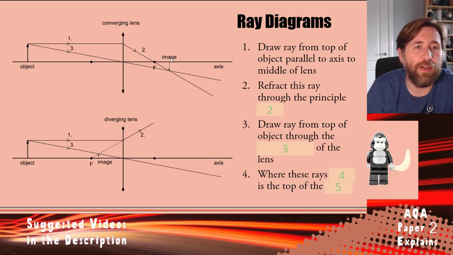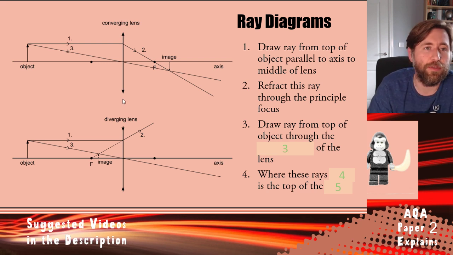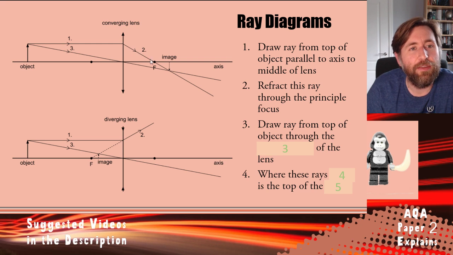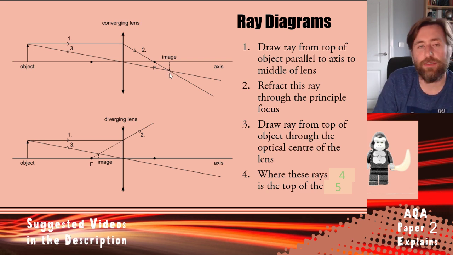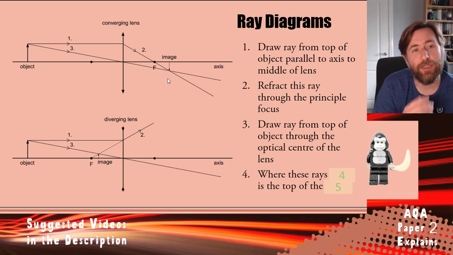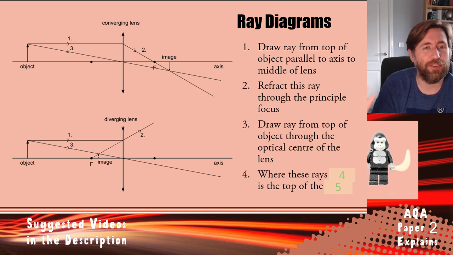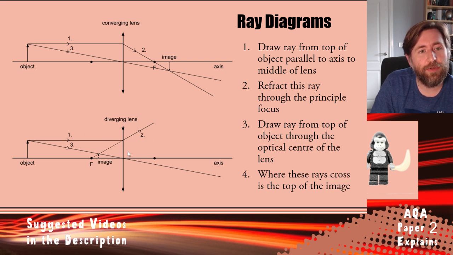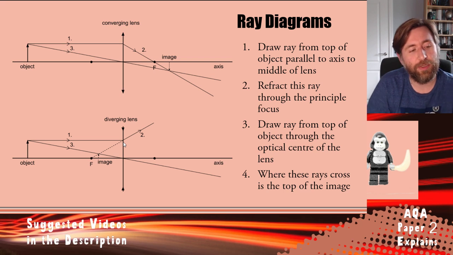Then refract that ray through the principal focus, and with a converging lens you use the far principal focus, the one on the other side of the lens. Then, and you always do this, draw a ray from the top through the very center, the optical center of the lens. And where those two rays cross is the top of the image. So that would be a dotted line, and we could label that the image. The top of it, if it was an image of a tree, would be where the leaves are, basically.